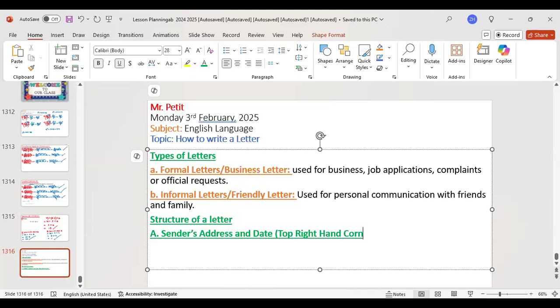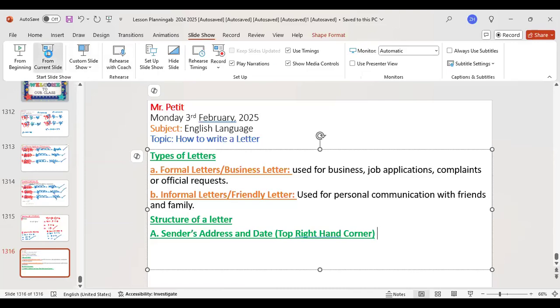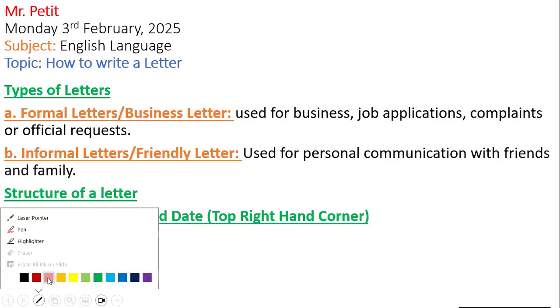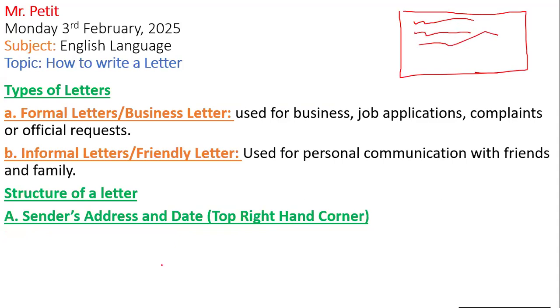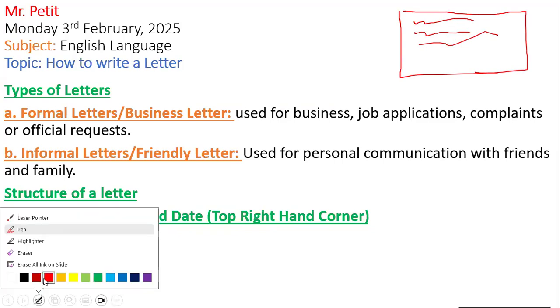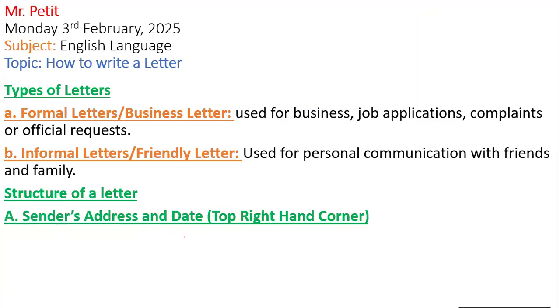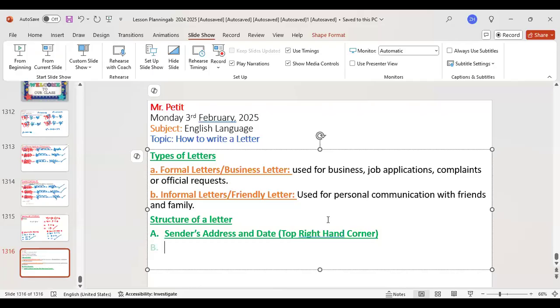This is where you're going to have the sender's address, right here. It's the sender's address. All right. Top right corner. That's the first thing you're going to have. What else are you going to have?